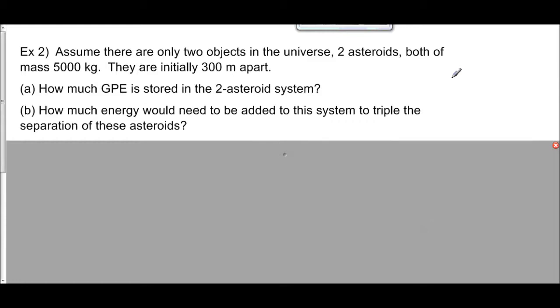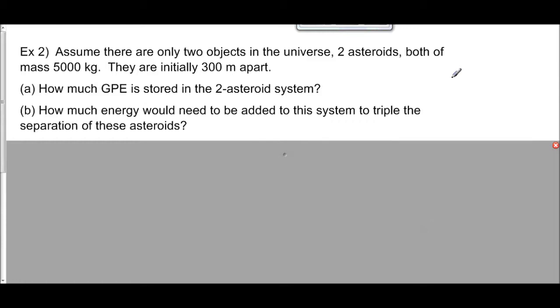Now again, we can say this is ridiculous. Of course, there's more than two objects in the universe. But as long as we're far away from all sorts of other things, this is actually a pretty good approximation. And so let's say again, we have these two asteroids. They're both 5,000 kilograms, and they're 300 meters apart.